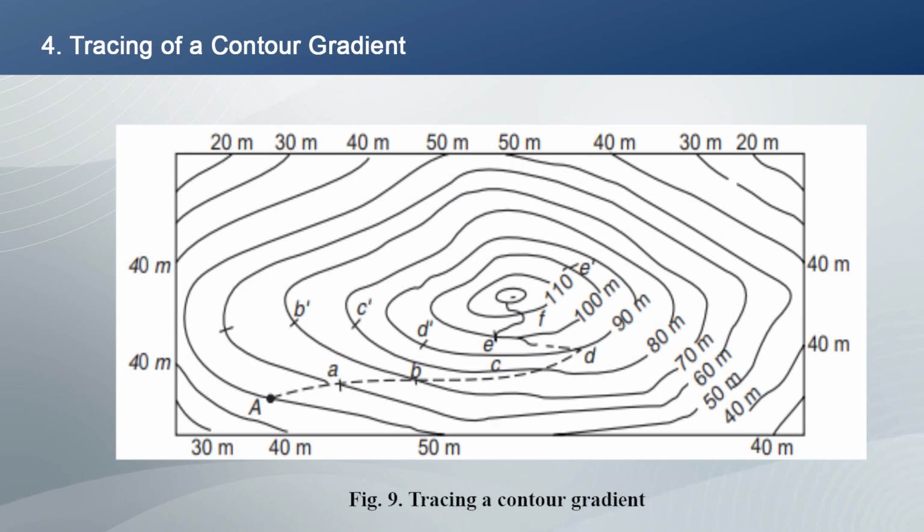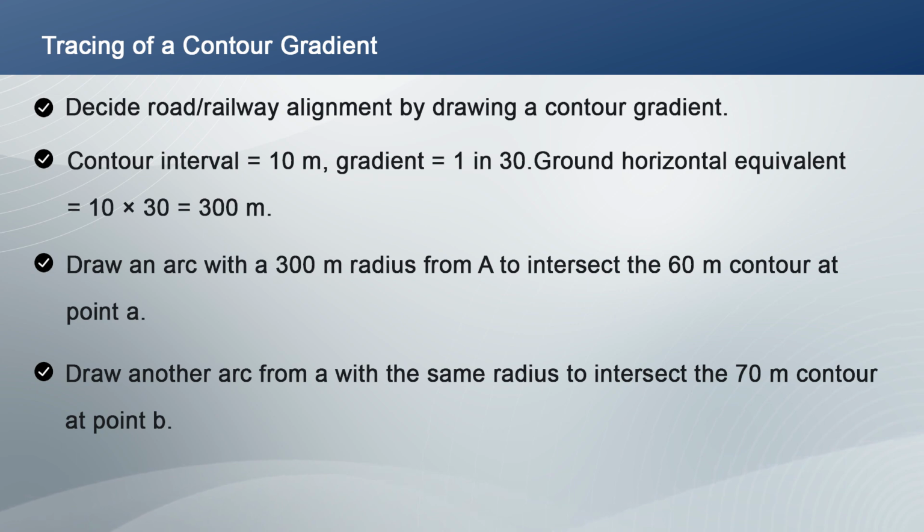Fourth is tracing of a contour gradient. See figure number 9. On a contour map, the alignment of a proposed road or railway may be decided and located by drawing a contour gradient. Let the contour interval on the supplied contour map be 10 meters, and an upward gradient of 1 in 30 is required to be drawn from A to B. Ground horizontal equivalent equals contour interval into gradient, equals 10 into 30, equals 300 meters.